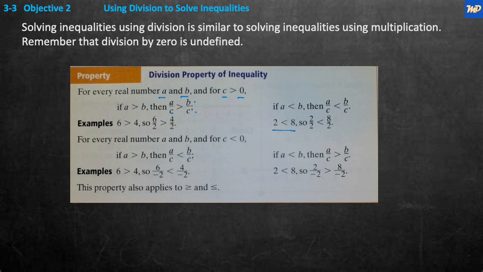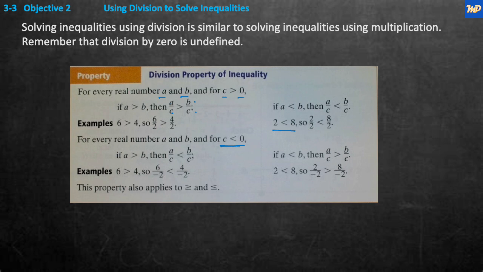And that's true also. How about for every real number A and B, for C less than 0, a negative number now. If A is greater than B, then A divided by C, and don't forget C is negative now, and it can't be 0. If it's 0, it's invalid. You cannot do it. Okay, it's undefined. A divided by a negative number C is less than B divided by that negative number C.